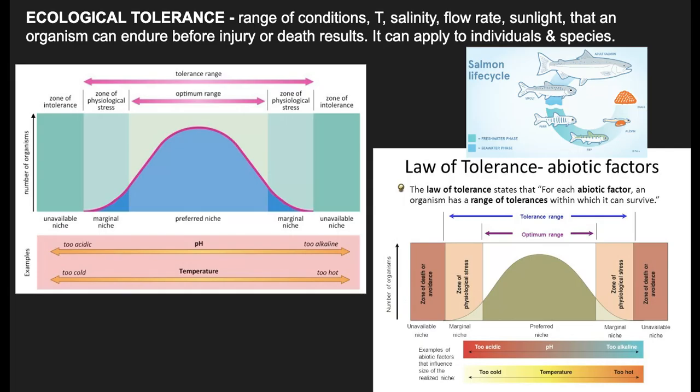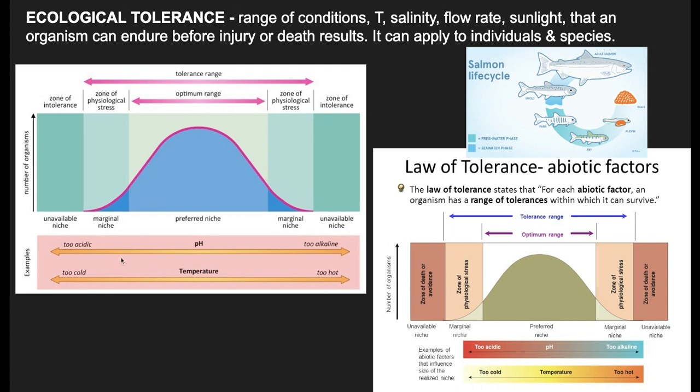Okay, ecological tolerance. So for ecological tolerance, we have seen that in the previous unit 8 before the break. So the ecological tolerance is going to be the range of conditions, abiotic factors like temperature, salinity, flow rate, sunlight, that an organism can endure before injury or death. It can be applied to individuals and species. So these populations of organisms, right, are going to have a certain range of tolerance for specific abiotic factors.